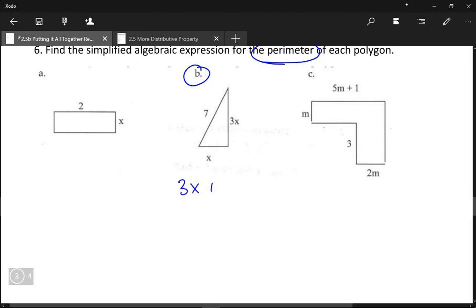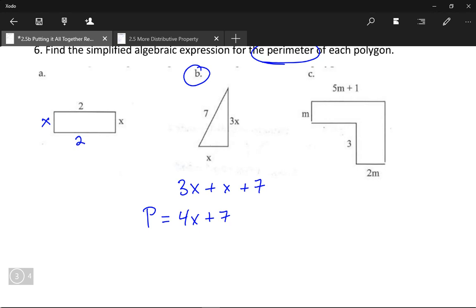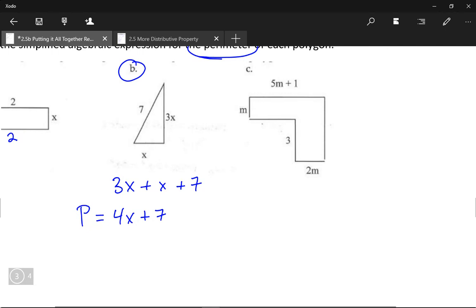So I have 3x plus 7. Pretty simple. 3x plus x is 4x plus 7. And there's my perimeter. Okay. What about for A? What you're missing is the other 2 sides, 2 and x. Once you put those there, then you can easily solve that one. Okay. C is the challenging one. Maybe I'll do C as well.